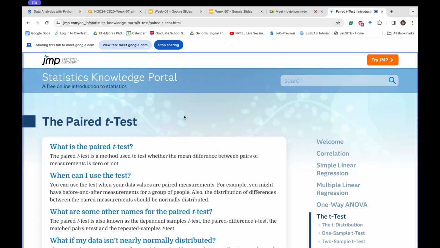So there were different types of tests that we saw. One was the one sample t test, in which we were given a sample coming from a population, and we were trying to see if the population mean has a certain value or not. So for that we were doing a one sample t test. Then we moved on to two samples, to compare the population means of two samples.